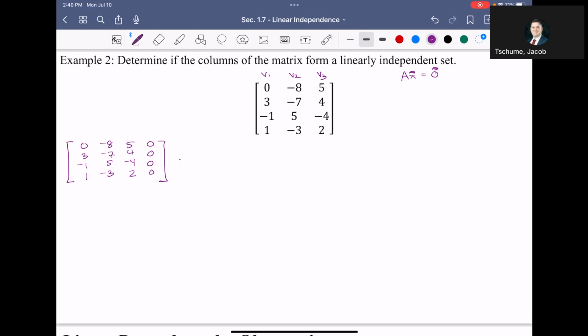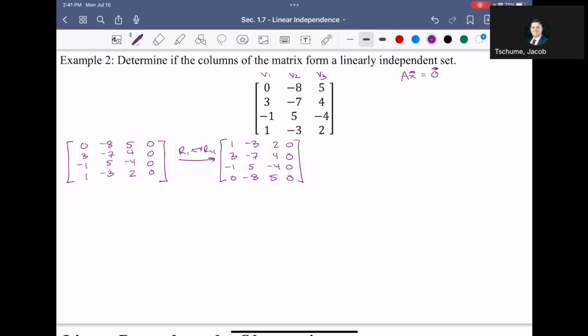So if I wanted to put this in echelon form, first thing I want to do is get that 1 into the upper left pivot position. It doesn't really matter what number you put up there, but we always like to put a 1 there if it's easy enough. So I'm going to interchange row 1 and row 4. So 1, -3, 2, 0. The two middle rows will stay the same. Then move this down, 0, -8, 5, 0.